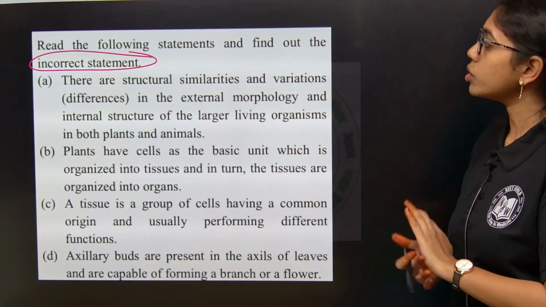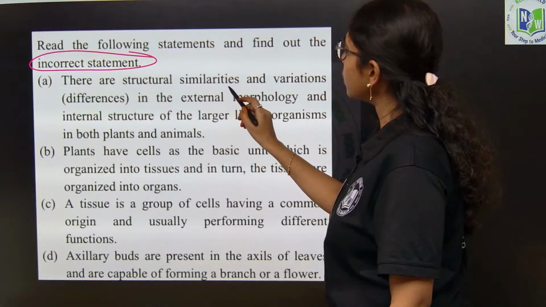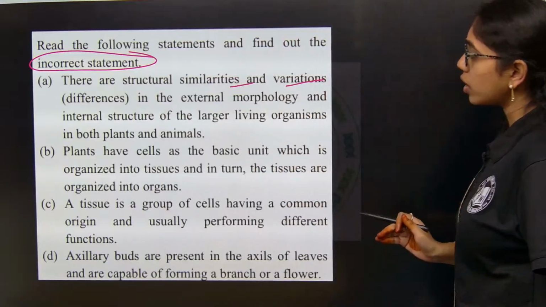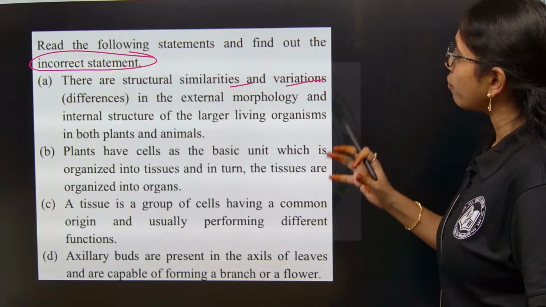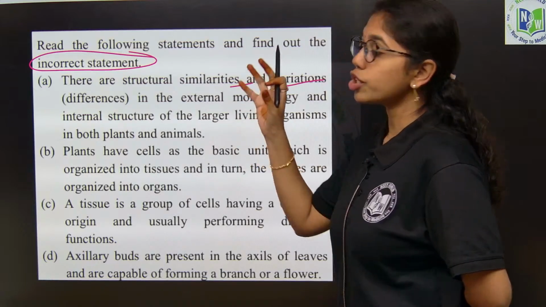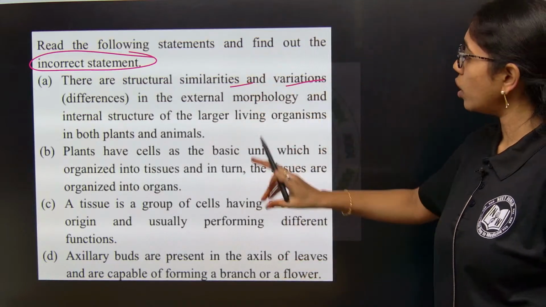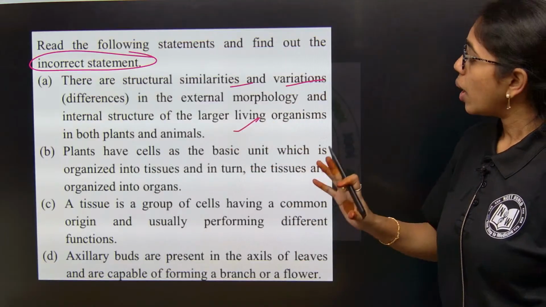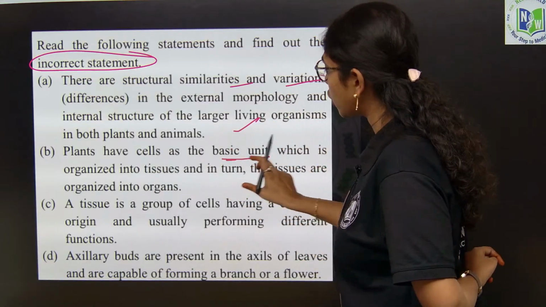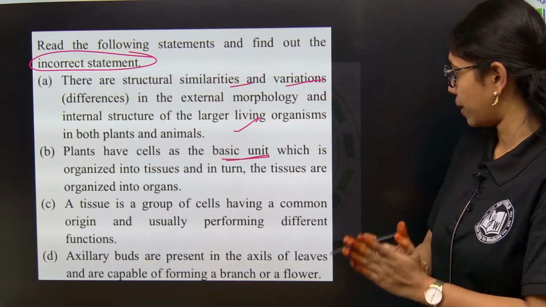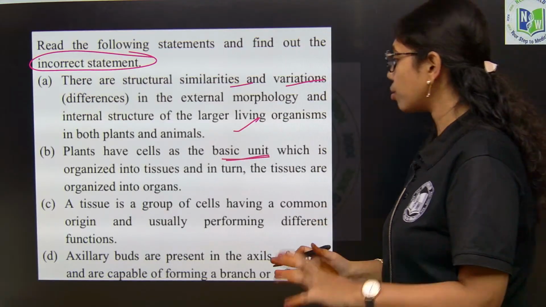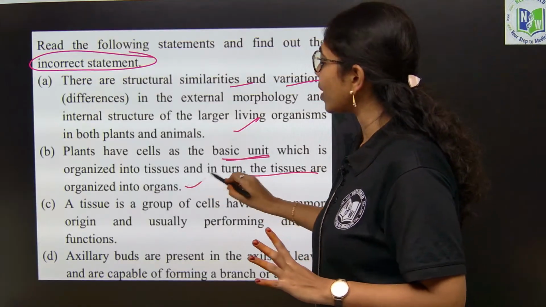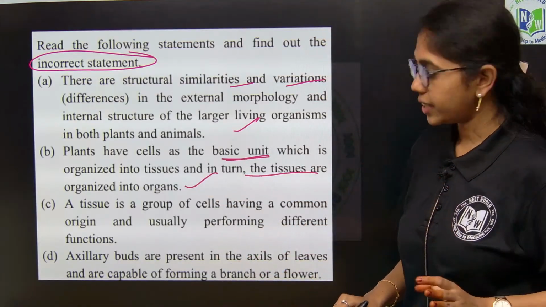So here if you see option A, there are structural similarities and variations or differences in the external morphology and internal structure of larger living organisms in both plants and animals. Yes, of course, there are variations or differences seen, correct? Next, plants have cells as basic unit. Yes, plants will have cells as basic unit, which is organized into tissues, and in turn the tissues are organized into organs. This we have learnt in cellular organization.